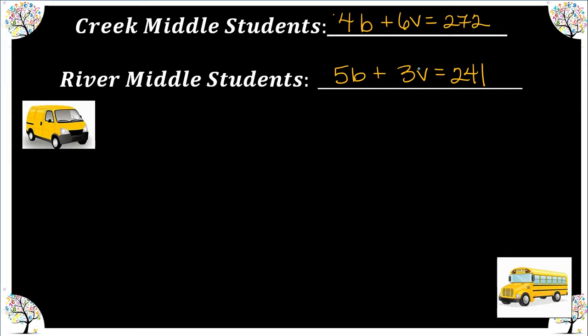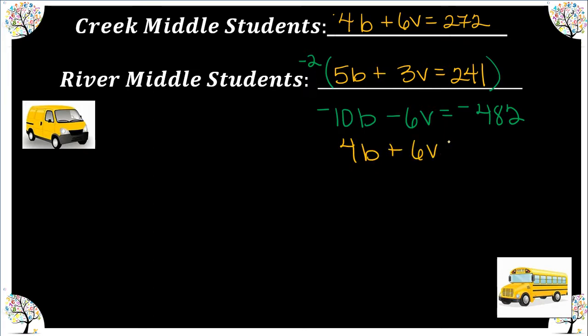Now we do not have a pair of opposites, but we could easily make this 3v into negative 6v, so the v's, the vans, would be eliminated. So I'm going to use the elimination method, and I'm going to multiply by negative 2. So we get negative 10b minus 6v equals negative 482. I'm going to just bring down this equation, and we're going to combine these using elimination.